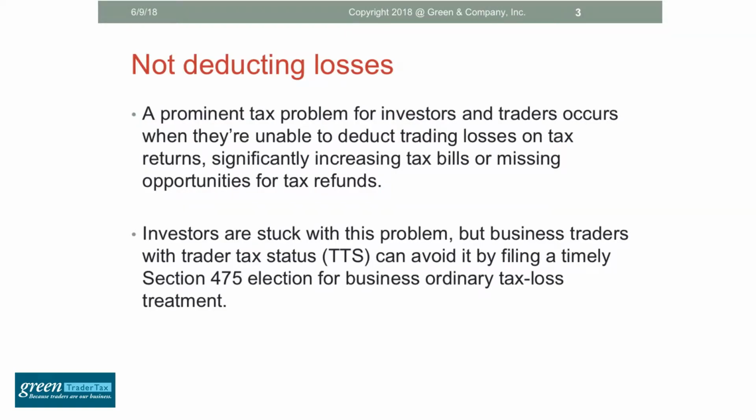Not deducting losses. A prominent tax problem for investors and traders occurs when they're unable to deduct trading losses on tax returns, significantly increasing tax bills or missing opportunities for tax refunds. Investors are stuck with this problem, but business traders with trader tax status can avoid it by filing a timely 475 election for business ordinary tax loss treatment.